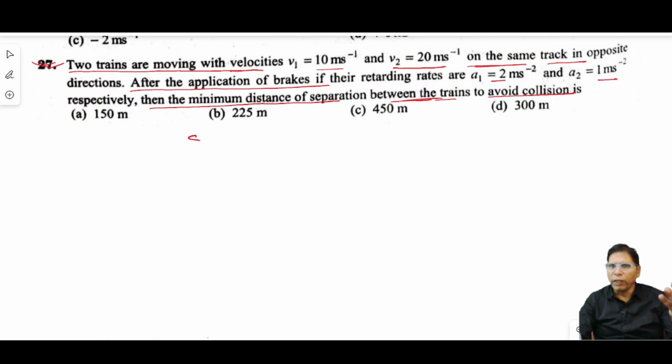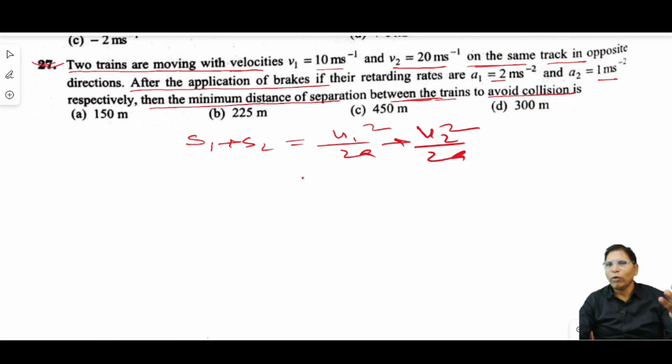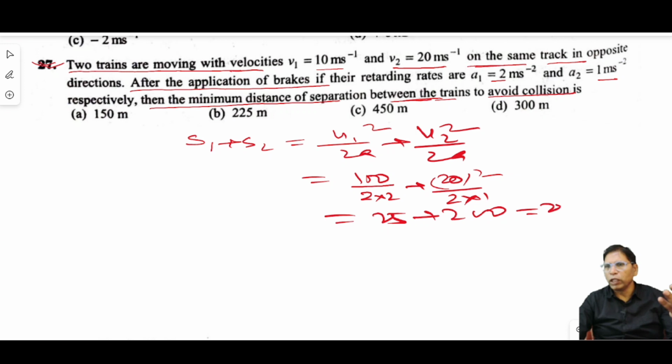Now look at this, the minimum distance S1 plus S2 equals u1 square by 2a plus u2 square by 2a. Look at this, u1 square means 10 square means 100, divided by 2 into 2, plus 20 square divided by 2 into 1. So this is 25 and this is 400 by 2, so this is 200. Therefore, minimum distance is 225 meter. B option is correct.